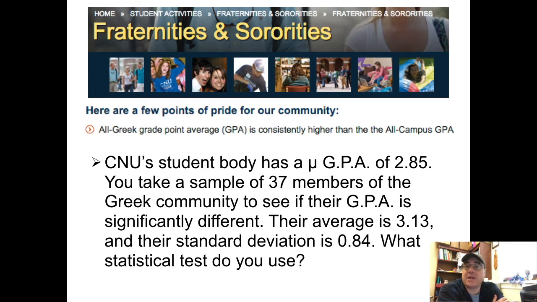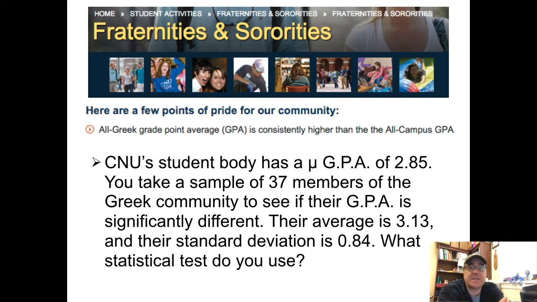Nevertheless, let's just take a look at the raw numbers. CNU student body has a mu GPA of 2.85. I made that up, that's just for fun. You take a sample of 37 members of the Greek community to see if their GPA is significantly different. Their average is 3.13. Their standard deviation is 0.84. Now, I said those 37 people, that sample's standard deviation is 0.84.